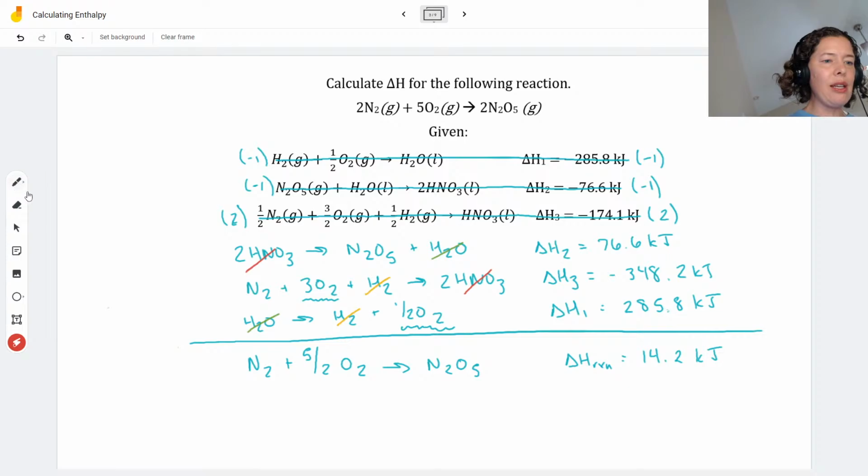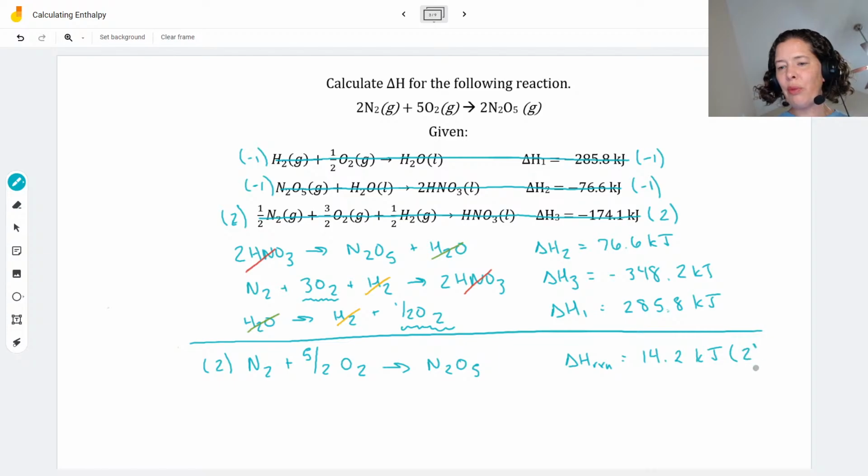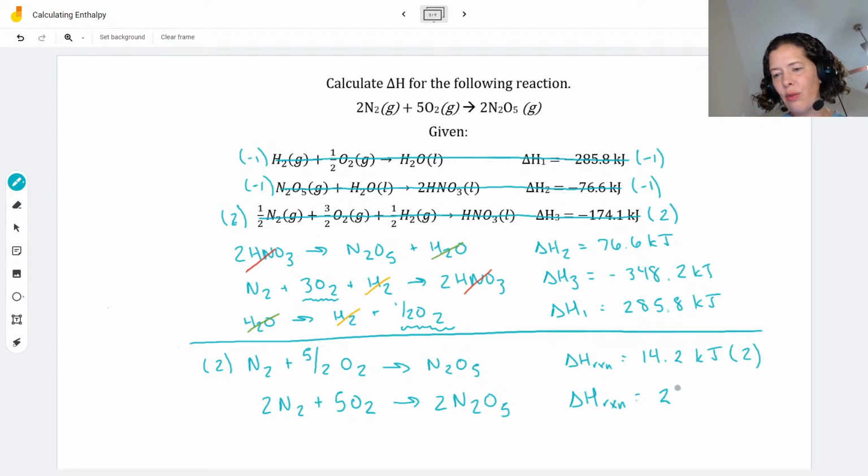So I'm not quite done. I'm going to take this reaction, multiply through by 2, which again means I'm going to have to multiply my delta H by 2. And then I have the reaction that I want. This becomes 5O2. And now that becomes 2N2O5. And so my final heat of reaction is 28.4 kilojoules.